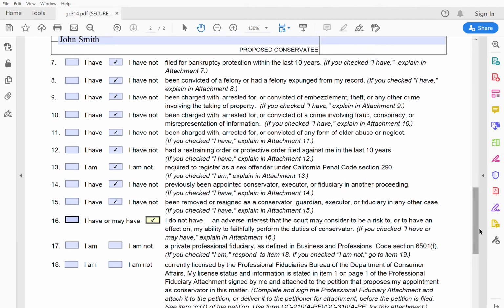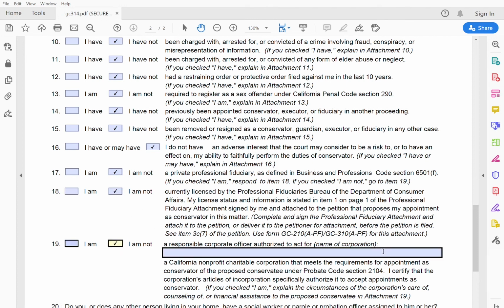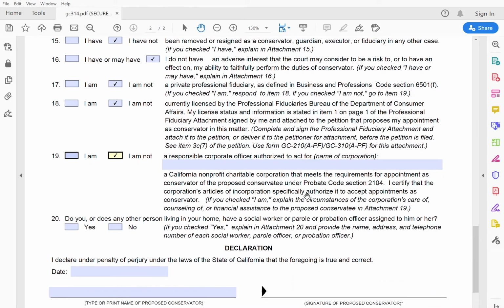to be a risk to or to have an effect on my ability to faithfully perform the duties of conservator. Either I am or I am not a professional private fiduciary as defined in Business and Professions Code. Either I am or I am not currently licensed by the Professional Fiduciaries Bureau of the Department of Consumer Affairs. Either I am or I am not a responsible corporate officer authorized to act for, name of corporation.